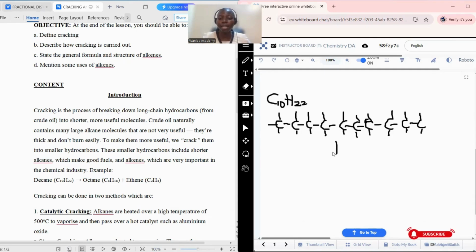Octane is C8H18, and ethene, which is C2H4.